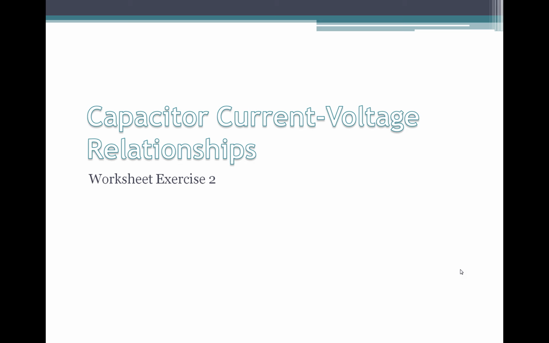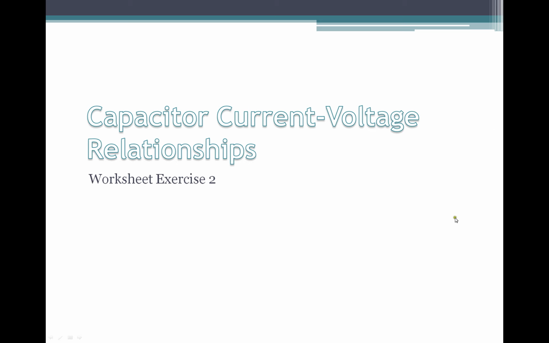Okay, so from this we see that we have capacitor current and voltage relationships, just like we did with the resistive elements. For the resistive elements, we know that the voltage is proportional to the resistance times the current, V equals IR, or Ohm's law. We want to come up with similar relationships for the capacitor.